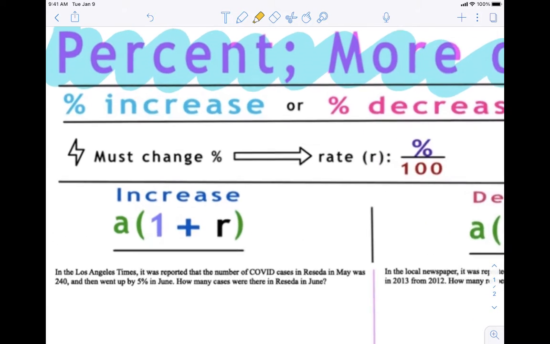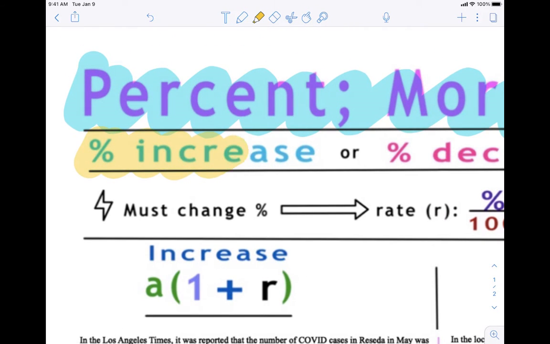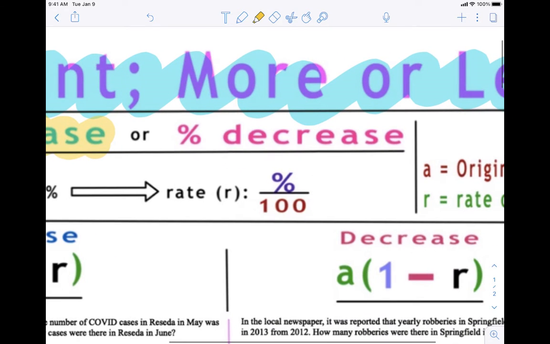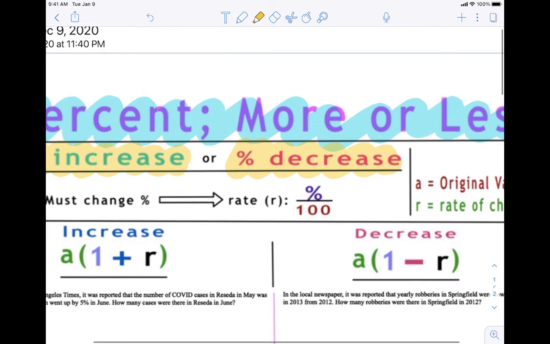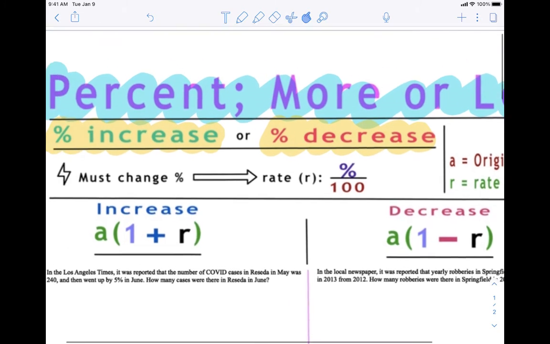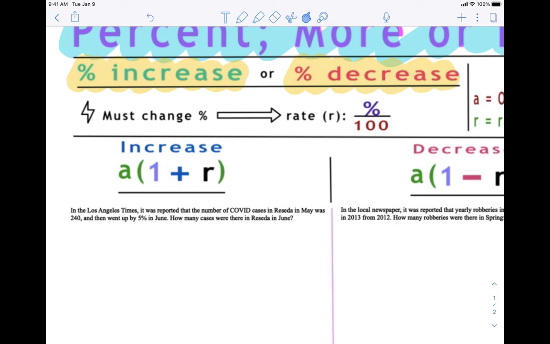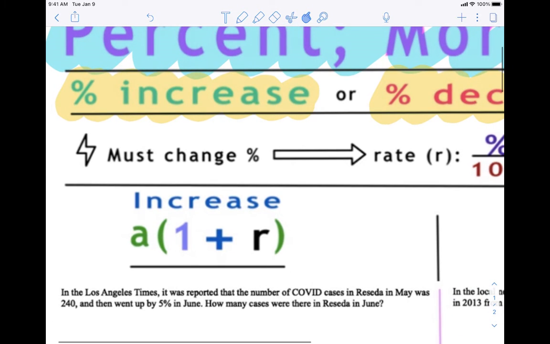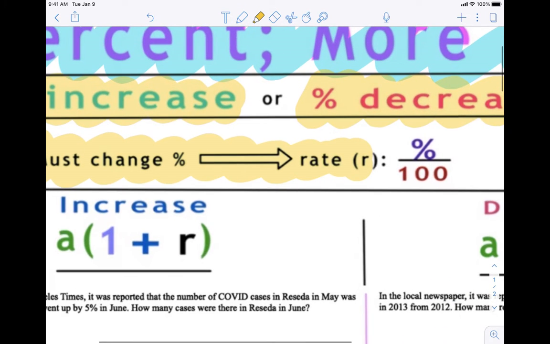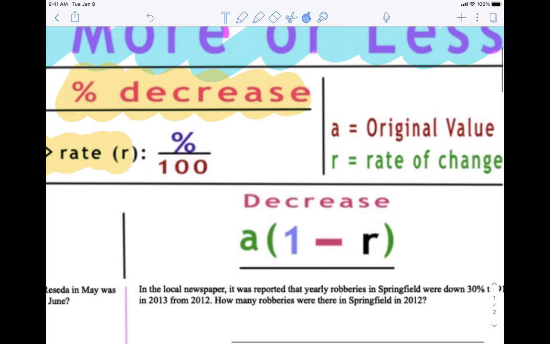Let's get a reminder that we're going to have either a percent increase or a percent decrease, right? We remember that increase, of course, means that the numbers are getting bigger. Decrease means that the numbers are getting smaller, right? We remember that we must change percent to rate R, and we do that by dividing percent by 100 to give us R, right?